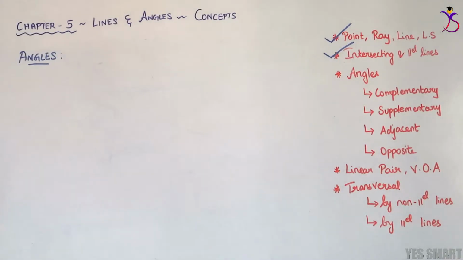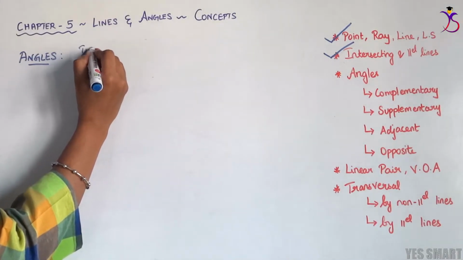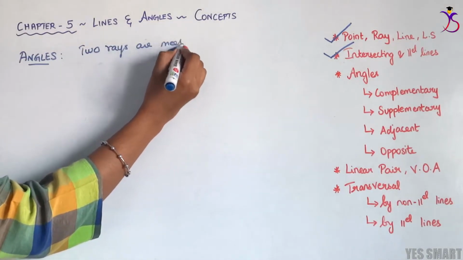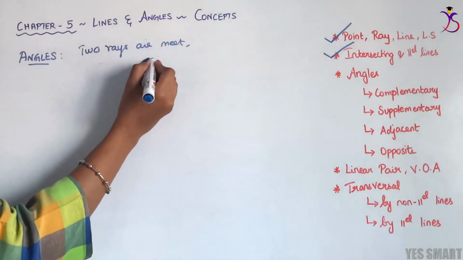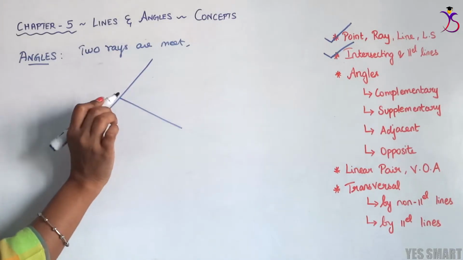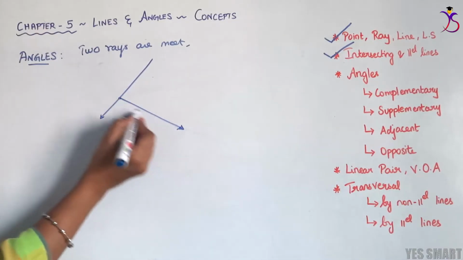Now let's discuss angles. We have already read about the different types and kinds of angles. Now we will look into the different categories of angles. Angles are formed when two rays meet. When two rays meet, angles are formed. For example, this is a ray and this is one more ray or line segment or whatever it is, and this is also one more ray. So here angles are formed.